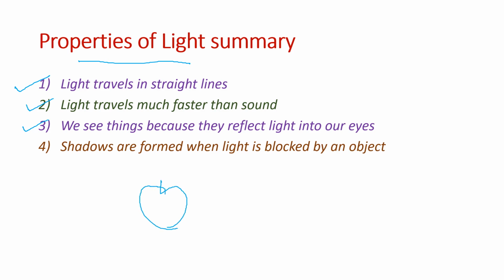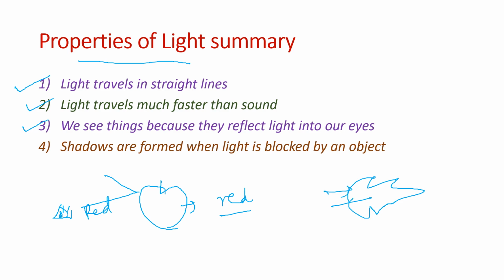An apple looks to us red because it reflects red color into the eyes. A leaf appears to you green because it reflects green color. This was the sun and this is the eye, so it reflects green color into our eyes. So anything, the color which appears is actually the color that thing is reflecting. Shadows are formed when light is blocked by an object.